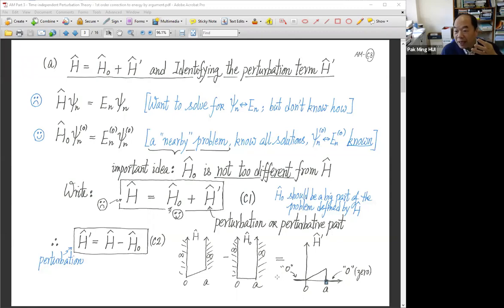The point I want to make is that there is no universal choice. Given a problem, the first thing is to exercise what you know. Identify H0, and then you can write down H prime.